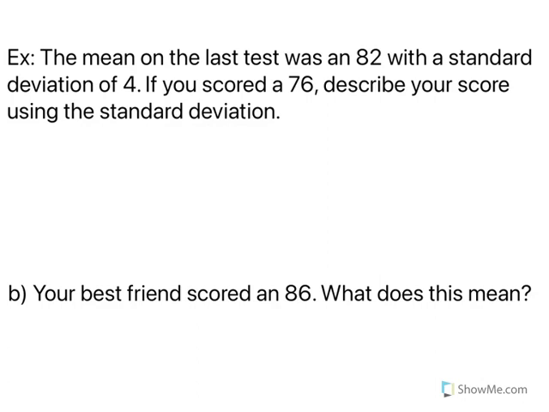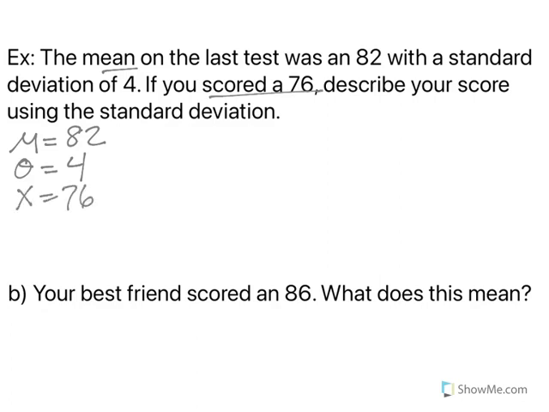So let's look at some of these. The mean on the last test was an 82 with a standard deviation of 4. If you scored a 76, describe your score using the standard deviation. Okay, so I often find it easier to actually write down what you know. So the mean was an 82. The standard deviation was 4. You scored a 76. That's the data value.